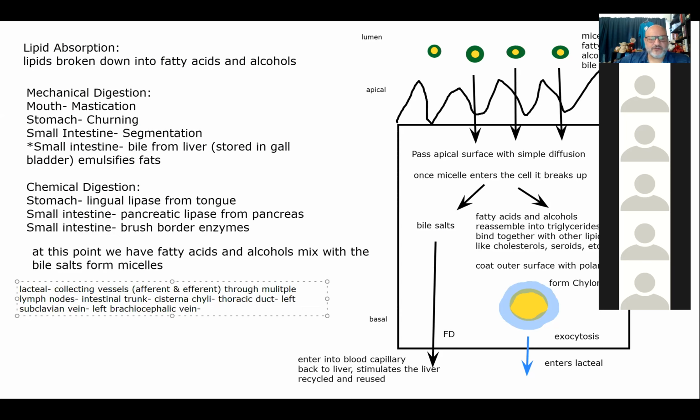Which feeds into the superior vena cava, which feeds into the right atrium. There we go. And we've made it back to the heart. Questions on that?